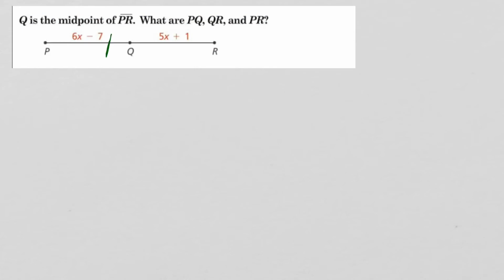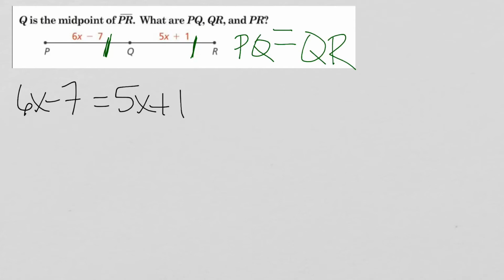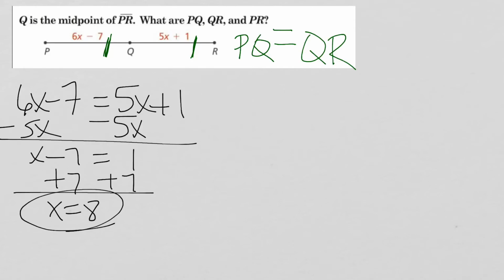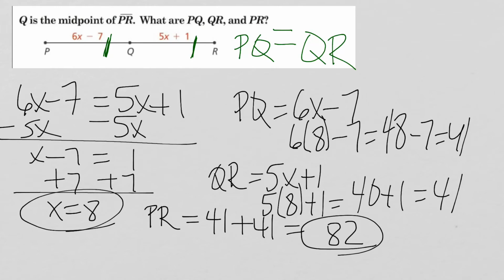All right, here Q is the midpoint of PR. So that means that line segment PQ is congruent to line segment QR. So I'm going to make these 2 things equal to each other, and set up an algebra equation. Now I'm going to solve my equation for X. I get X to be 8. Now I'm going to plug in 8 for the X in those 2 segments. I get 41 for PQ, and QR has to be the same thing, but we'll check anyway. We also get 41.